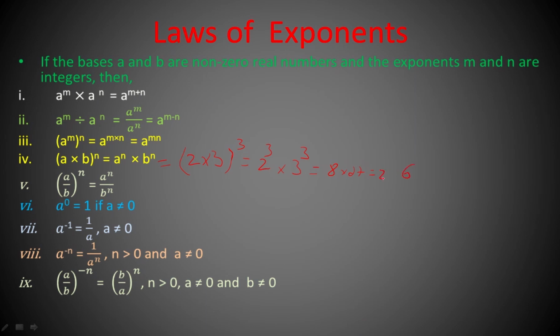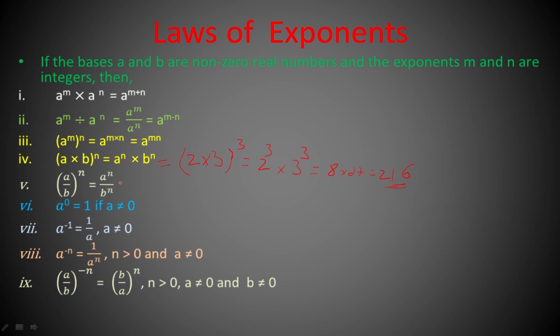8 times 27, right? 8 times 7 is 56, we carry 5, 8 times 2 is 16, plus 5, so this becomes 216. This is the way we multiply two numbers inside the bracket with a common exponent, or we can multiply the two numbers with each exponent after we distribute it.